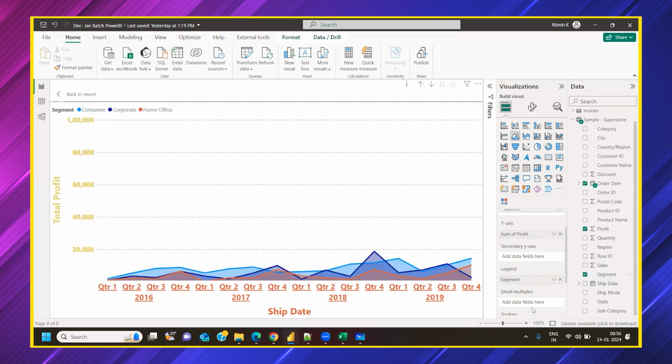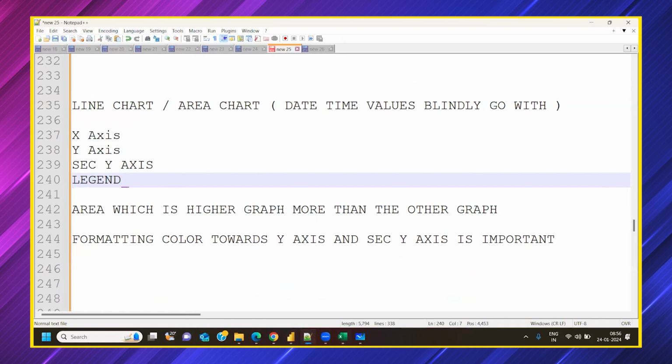Here it will work. In case of area chart and line chart, an important aspect: if you're trying to take a legend, secondary y-axis will not work. Secondary y-axis will not work. That means if you're using a secondary y-axis, legend is of no use. You cannot take legend here.